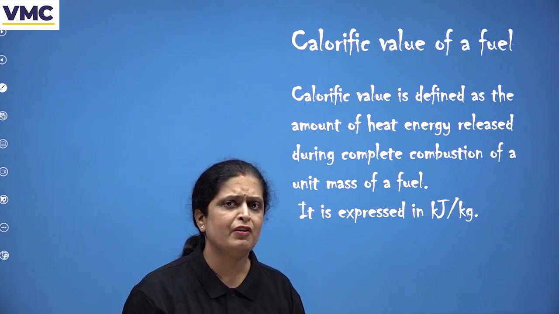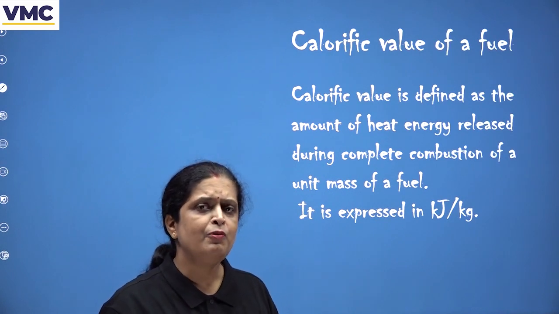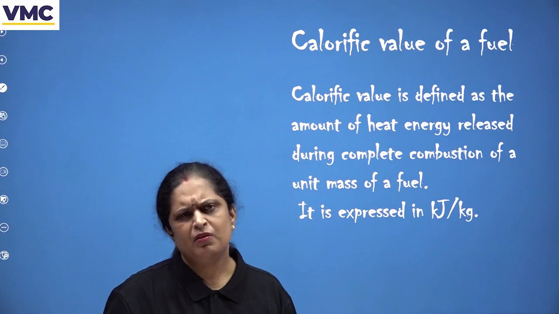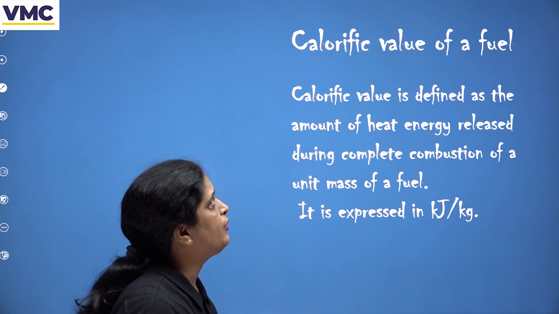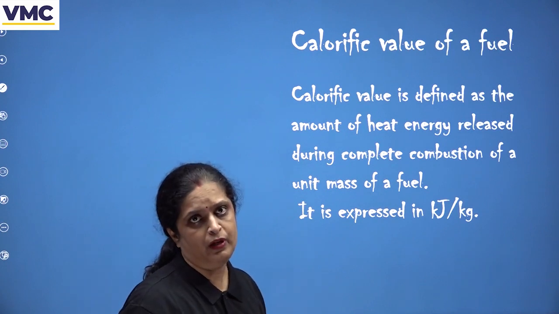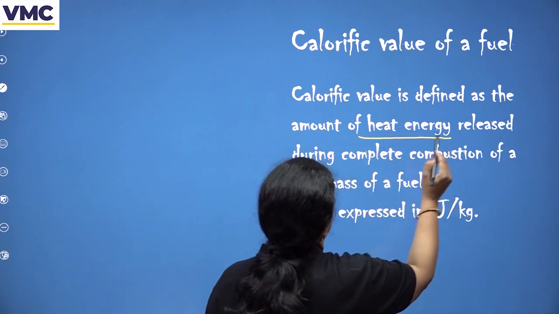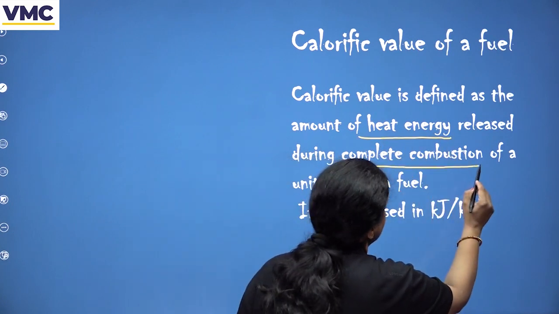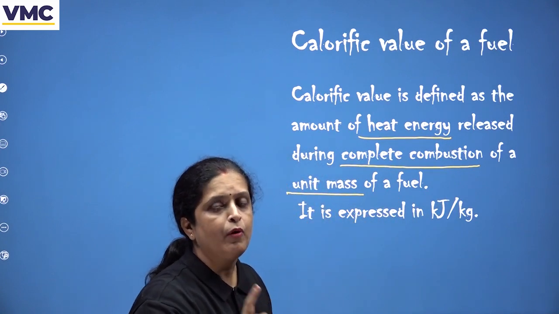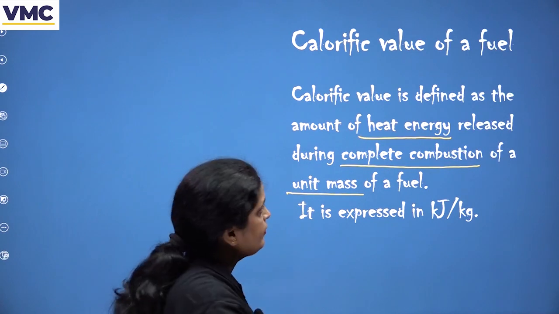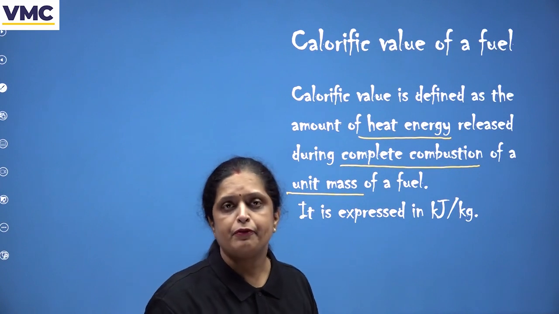What is a calorific value? What makes a fuel different from one to another? How is a fuel better? And how is a fuel not so good to use? Let's understand by first defining the word calorific value of a fuel. Calorific value is defined as the amount of heat energy released during complete combustion of a unit mass. Here the unit mass can be 1 gram or 1 kilogram, okay? So the heat produced upon complete combustion of a unit mass of fuel.